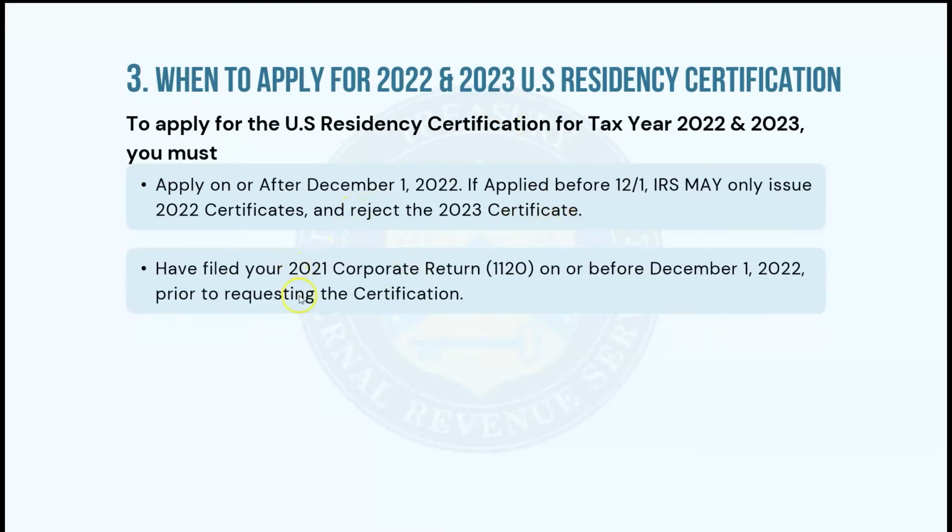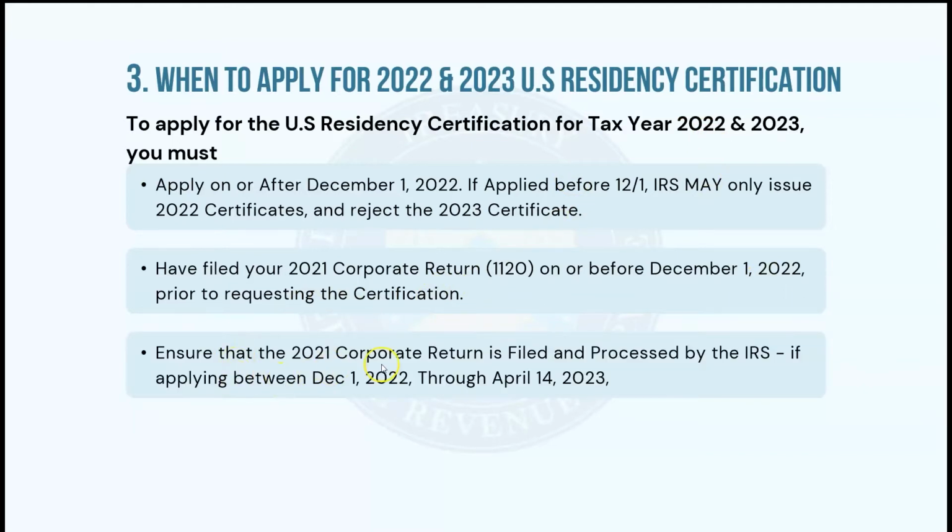Now, you must have filed your 2021 corporate return on or before December 1, 2022 prior to requesting the certification for these multiple years. You must also ensure that the 2021 corporate return is filed and processed by the IRS, if you're applying between December 1, 2022 through April 14, 2023.